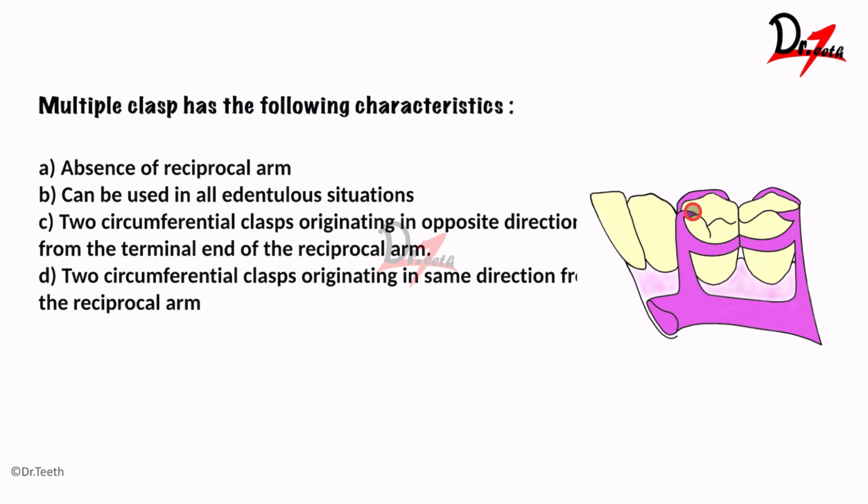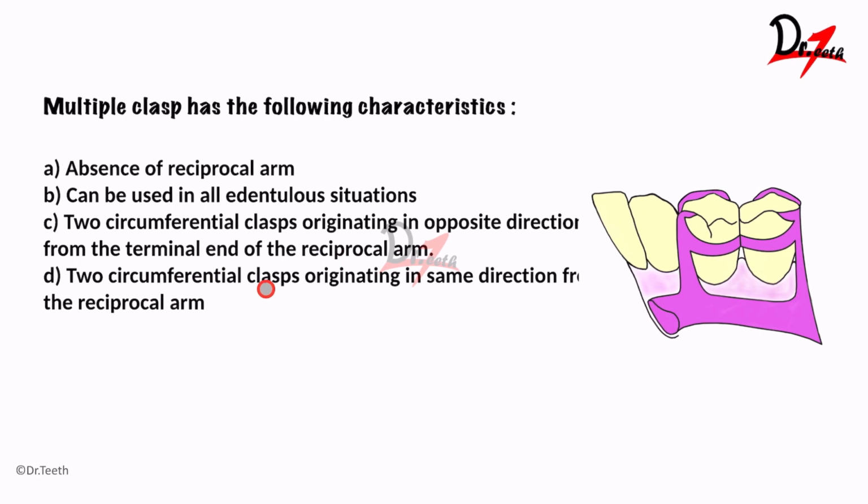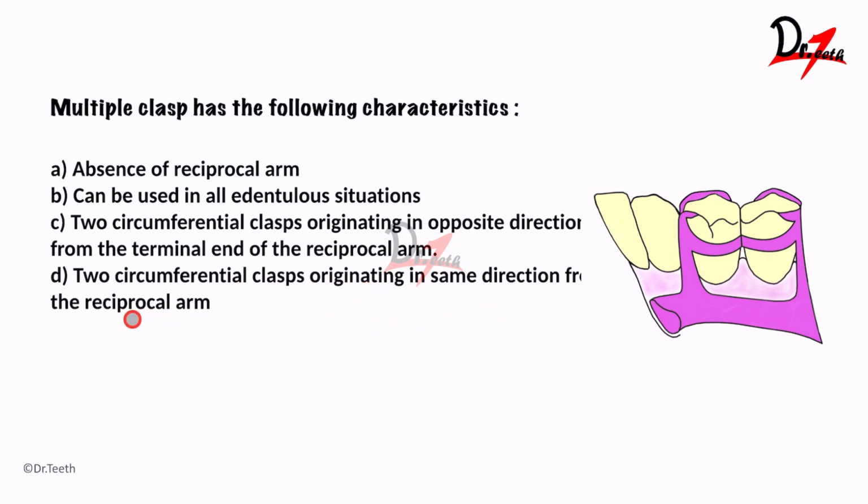So we are talking about this clasp. Absence of reciprocal arm. Obviously, this is not correct because we have a reciprocal arm here. Can be used in all edentulous situations? No, that is not the case. Two circumferential clasp originating in opposite direction from the terminal end of the reciprocal arm. And then we have the two circumferential clasp originating in the same direction from the reciprocal arm. So since they are originating from the opposite direction, right, this will be the correct answer. Two circumferential clasp originating in opposite direction from the terminal end of the reciprocal arm.